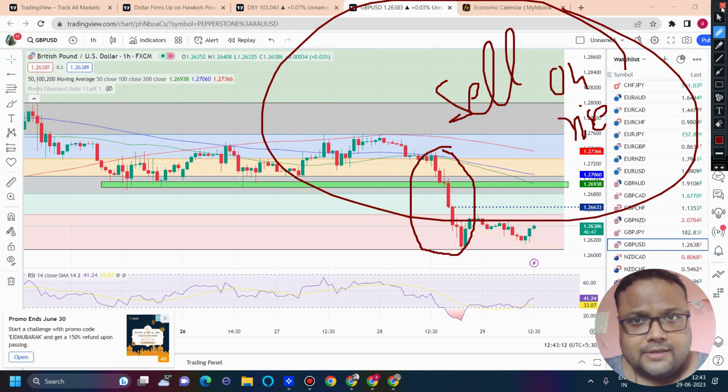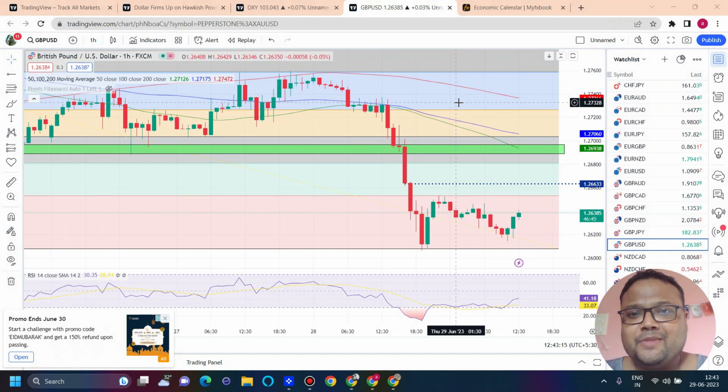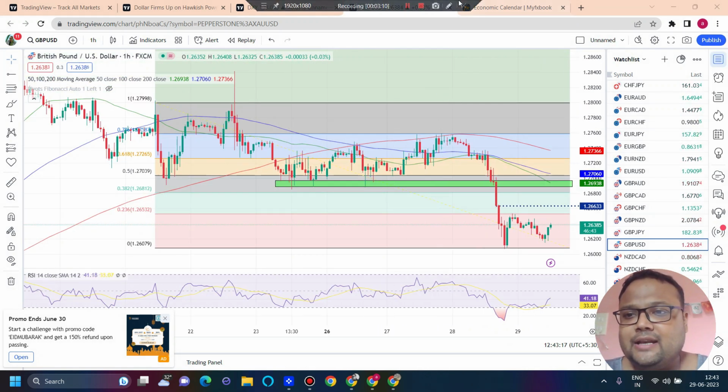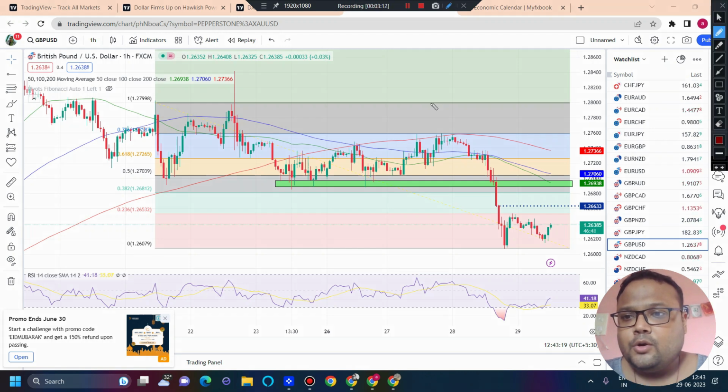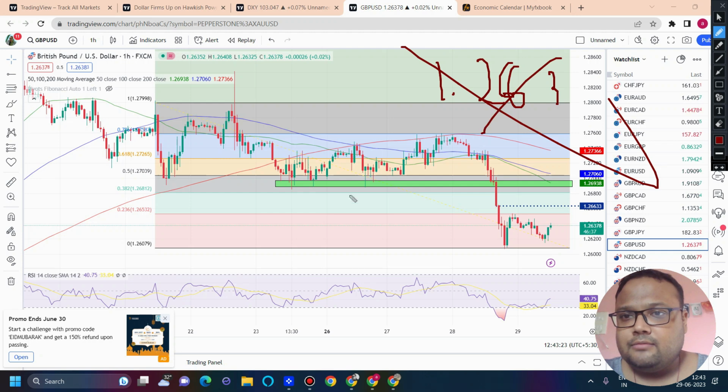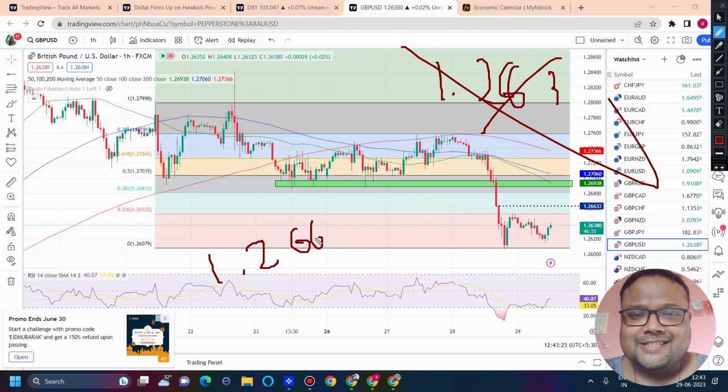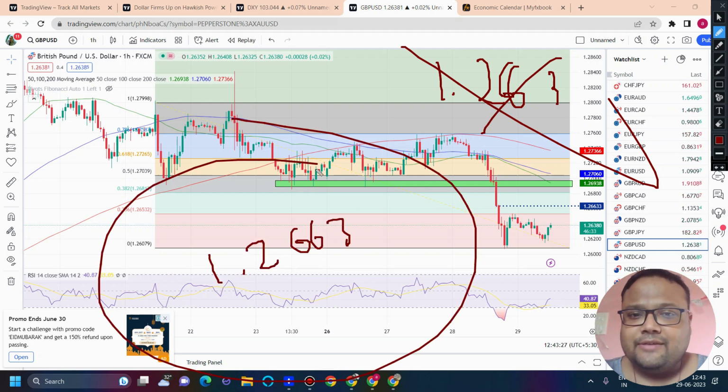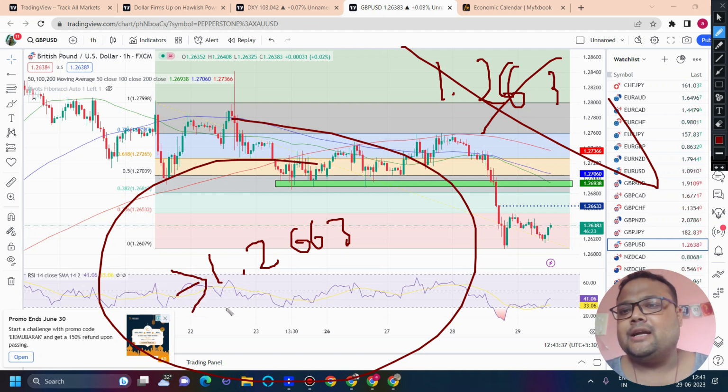So let's look at these levels then. First of all, let's look at the level of 1.2663. This is the first level where we can expect some selling pressure to be present on the market. Not a very strong one, but yes, there will be some sort of selling pressure around this area.